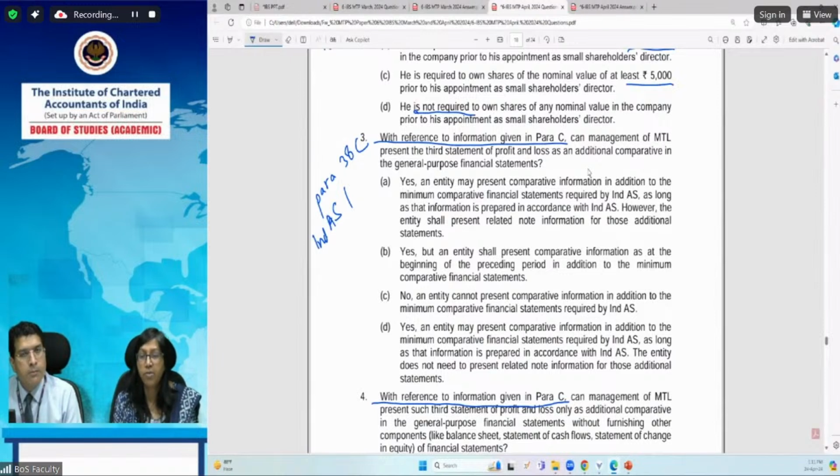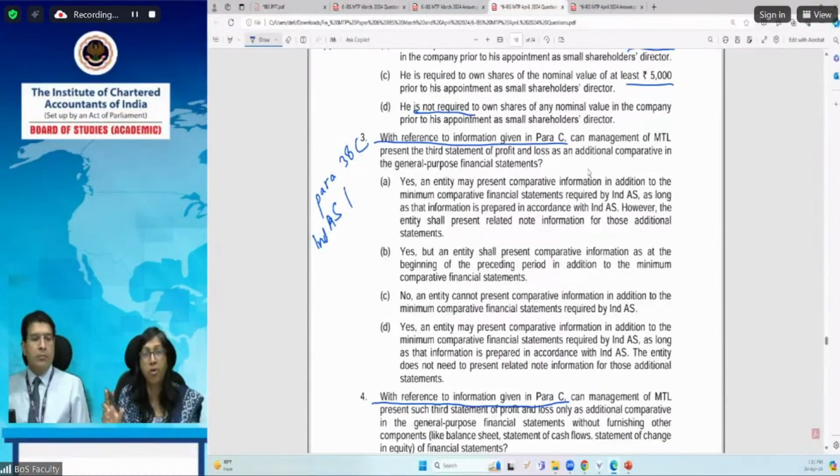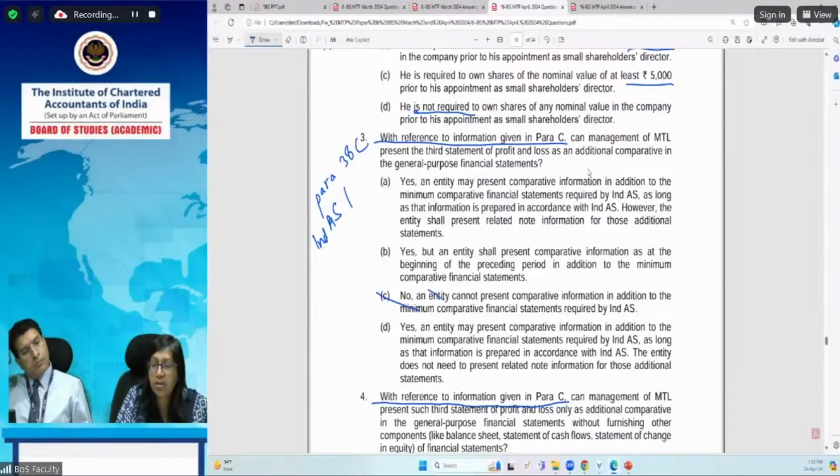With reference to information given in para C, can the management of MTL present a third statement of profit and loss as an additional comparative in the general purpose financial statements? So yes, we can do, because we are only providing one of the components of financial statements, not the whole set. Statement of profit and loss is one of the components, so they can provide it. So your answer is yes, and option C has been ruled out. Now options A, B, and D say yes, so we have to figure out which is the best appropriate answer.